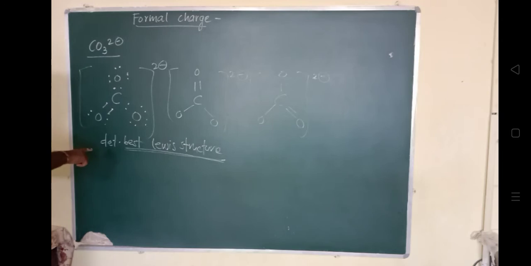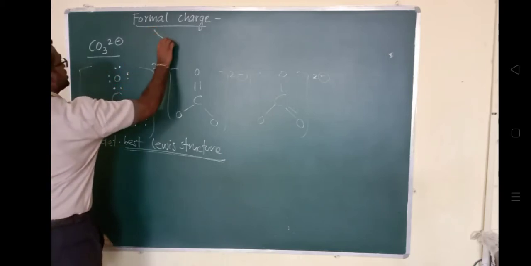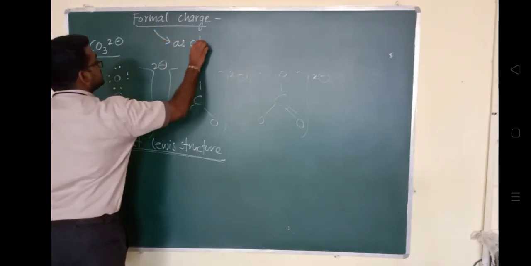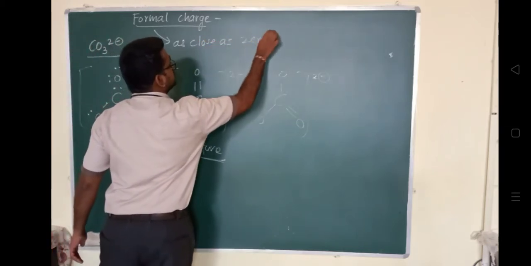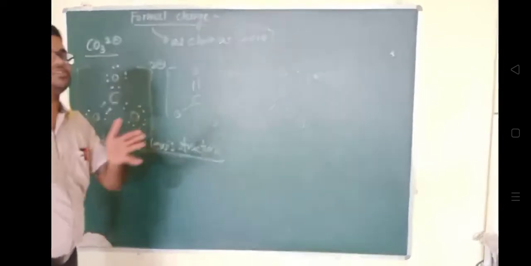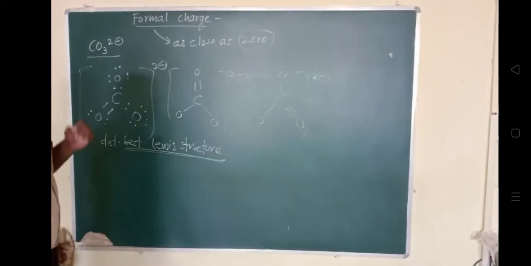So to determine the best Lewis structure per molecule, the structure is chosen such that the formal charge is as close to zero as possible. Okay, formal charge कितना होना चाहिए? It should be as near to zero as possible, the value of formal charge close to zero, that is what we will select.